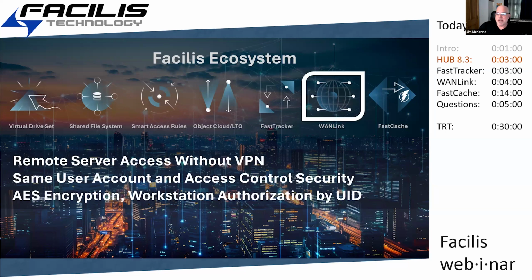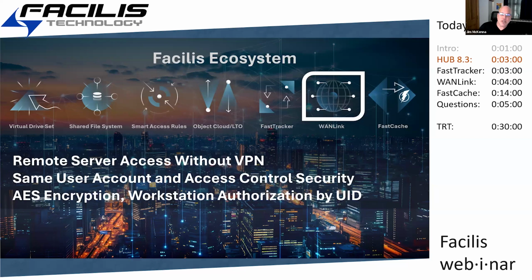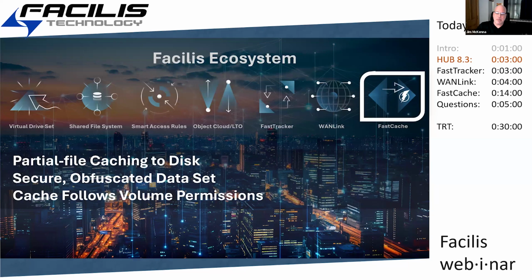WANLink is a proprietary method of connecting to Facilis servers while in remote locations. Used by hundreds of Facilis customers, it requires no VPN, has the same user account and access control features as on-prem workstations, and industry standard encryption, using a special workstation UID authorization for safety.